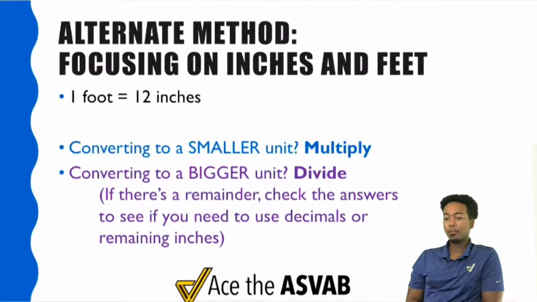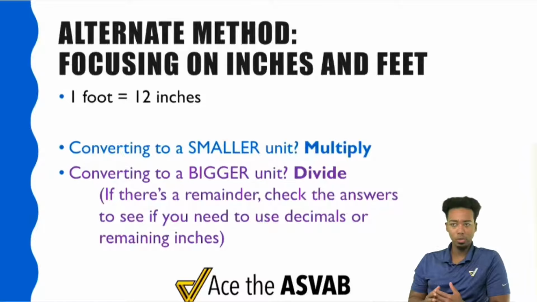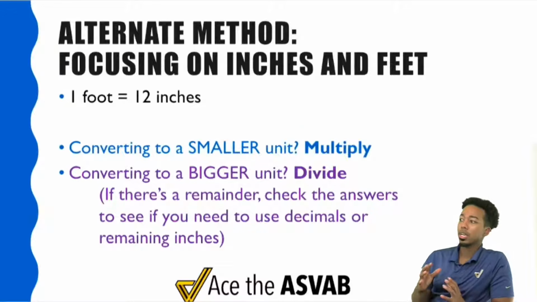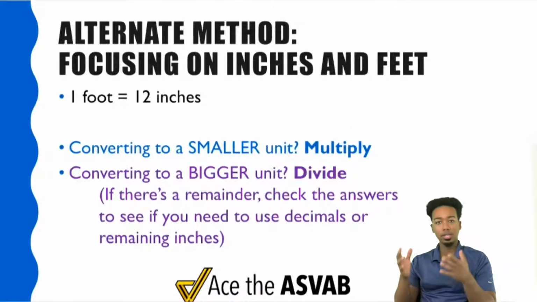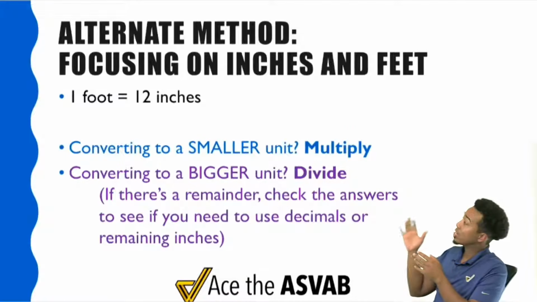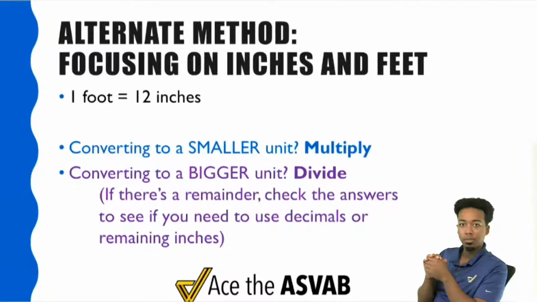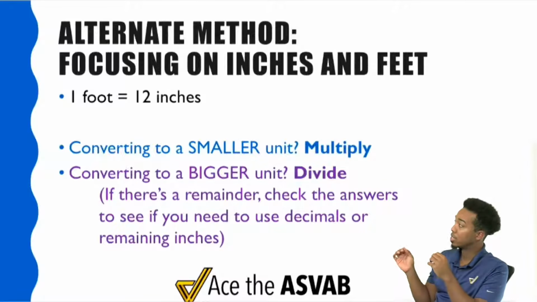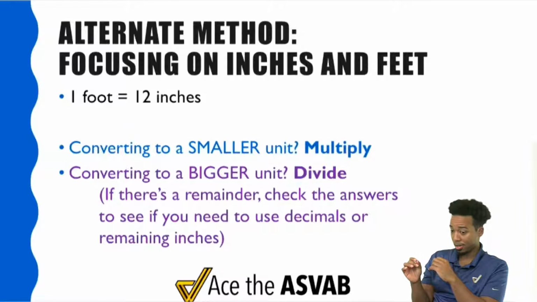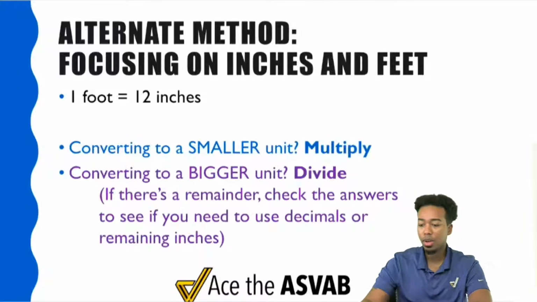So if you were here last week or watched the recording, you were able to watch how I explained this, but I'm going to give you the shortened version of it. Essentially, here's the idea. If you're going to a smaller unit, you're going to be multiplying by that number. If you're converting to a bigger unit, you are going to be dividing. So go ahead and write that down.